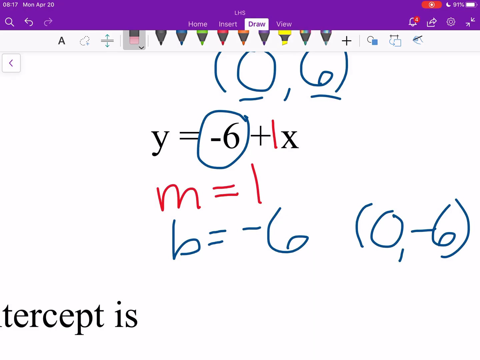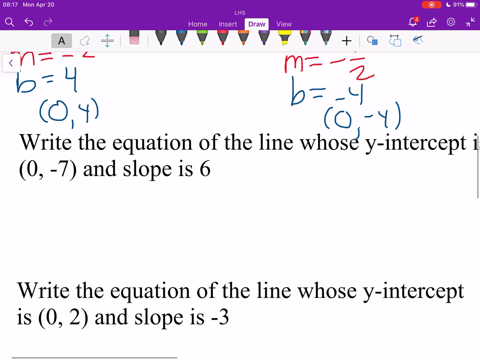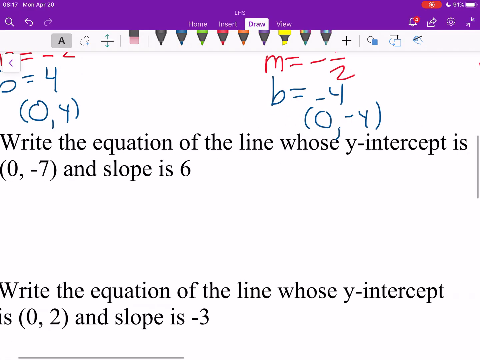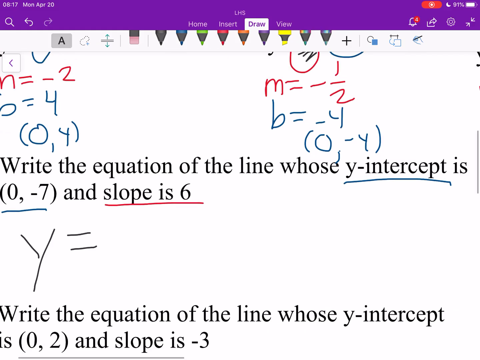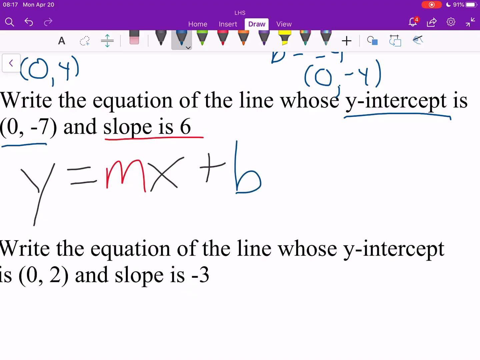And that's my y-intercept. Another thing that you're going to be asked to do in today's homework is it will give you a sentence somewhat like this, some information about a line, and ask you to write the equation, okay? So here we're asked to write the equation of the line whose y-intercept is 0, negative 7, and slope is 6. What I'm going to do really quick right here is just copy our formula from before at the very top. That y equals mx plus b. So y equals mx plus b. And all I have to do is replace a number for m and a number for b.